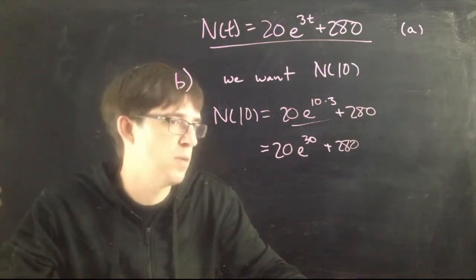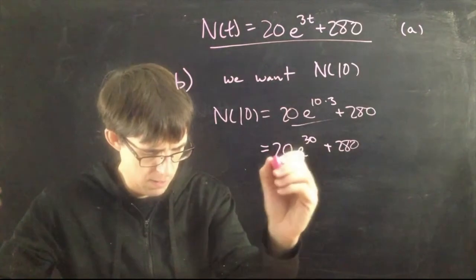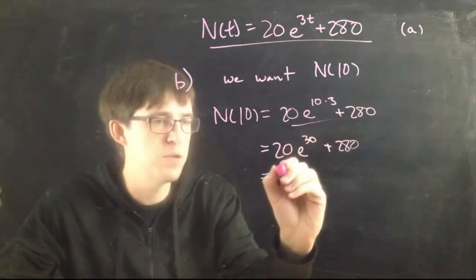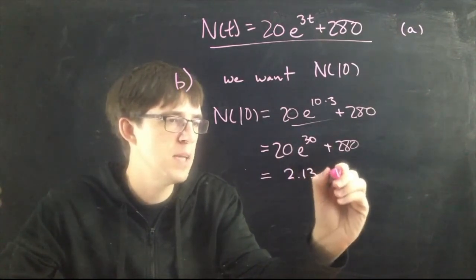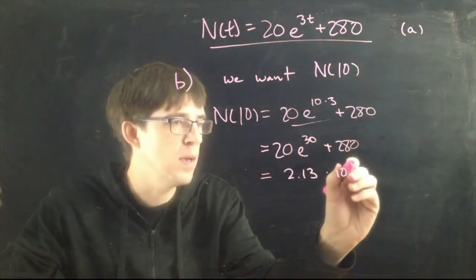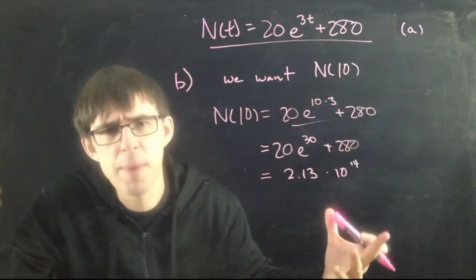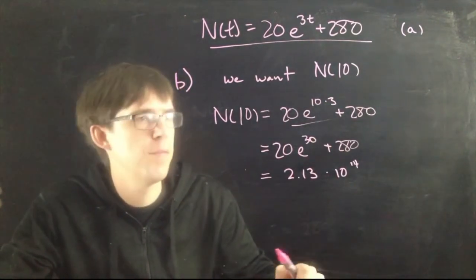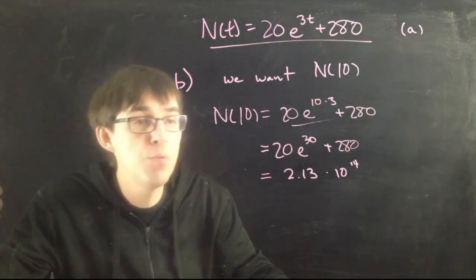Just because this is a word problem, I decided to plug this into my calculator, and I got a very big number. E to the power 30 is huge, but in scientific notation, it's about 2.13 times 10 to the 14. You expect a big number whenever you ask how many cells there are. Cells are really small, so a very big number for the answer is not unreasonable in this case. That's how we do initial value problems.